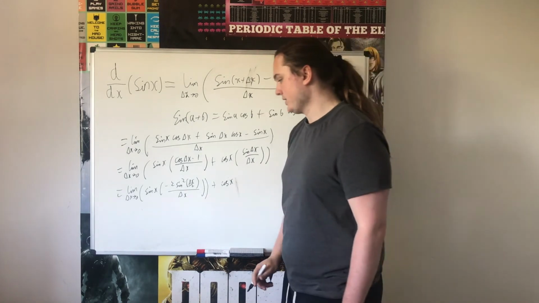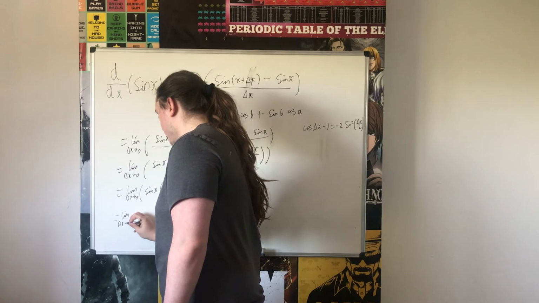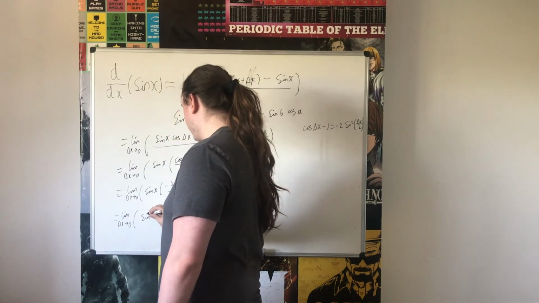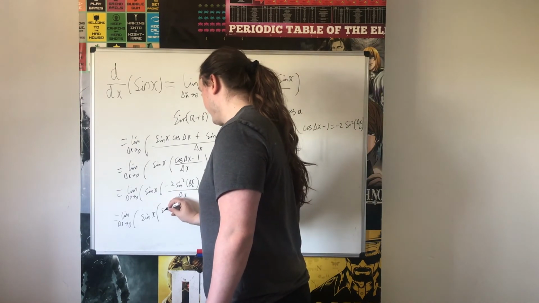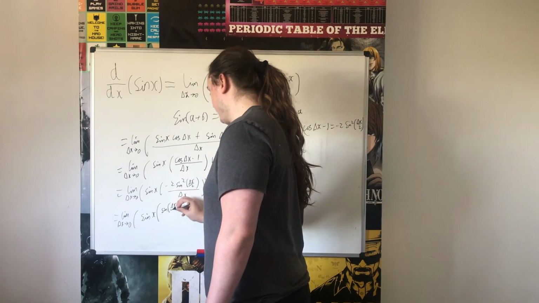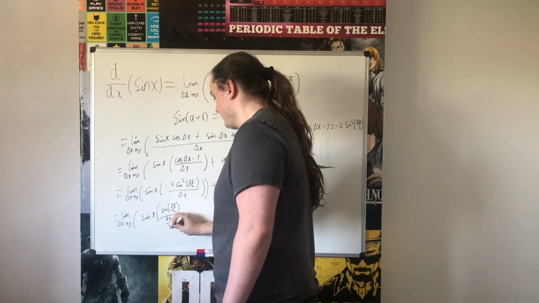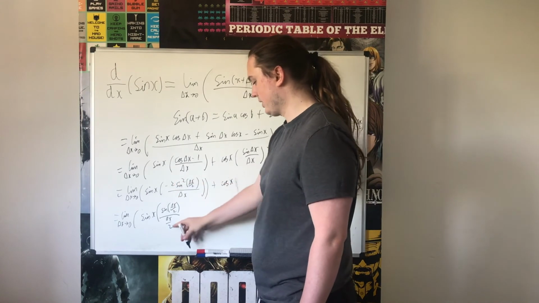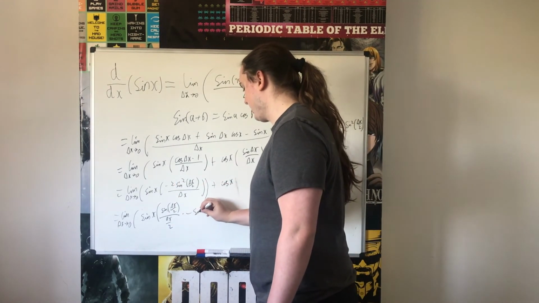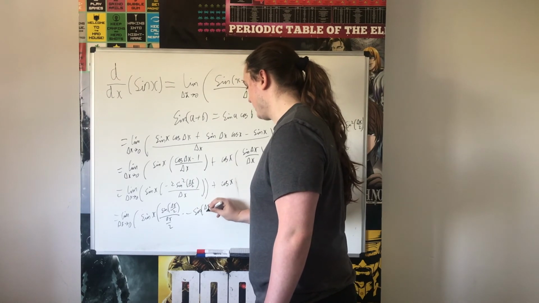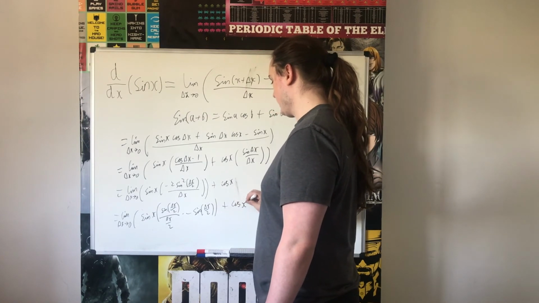So now we have this, we can write this as the limit as delta x approaches 0 of sine x times sine of delta x over 2 over delta x over 2. So we're just moving this 2 to the denominator of the denominator, and then we multiply by minus sine of delta x over 2, and then we're still going to add cos x.